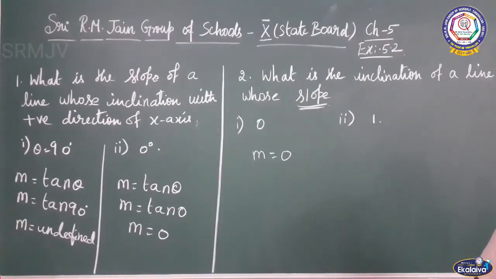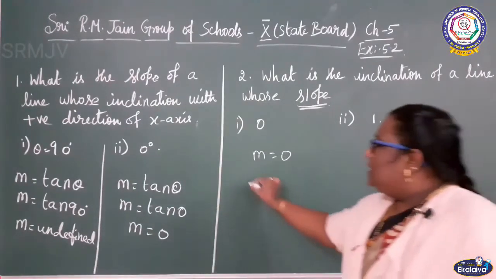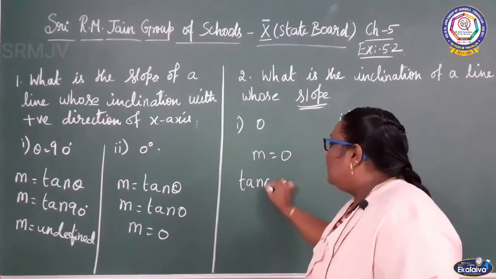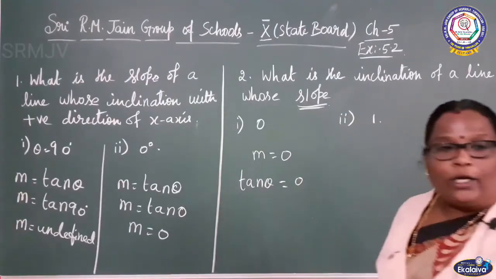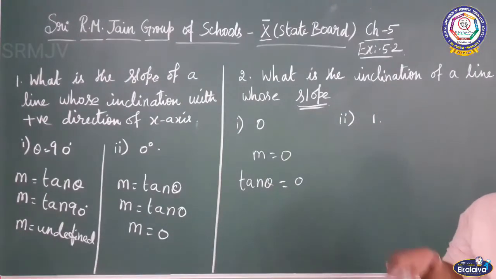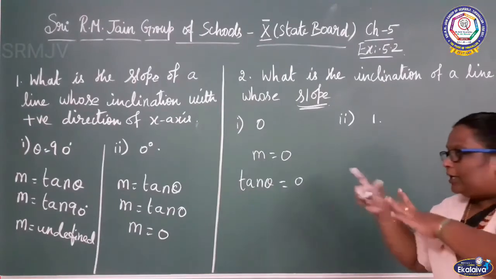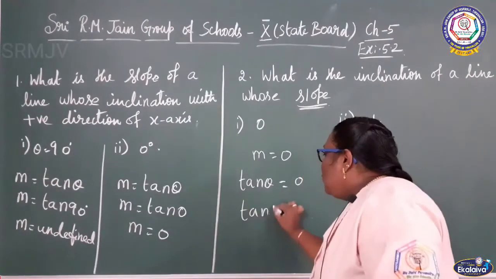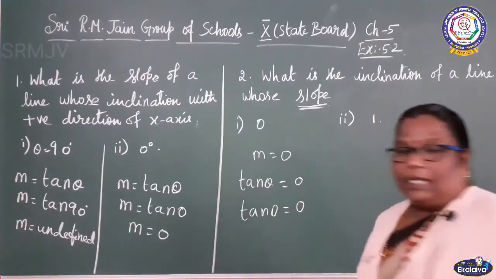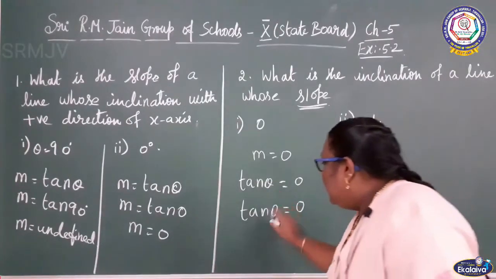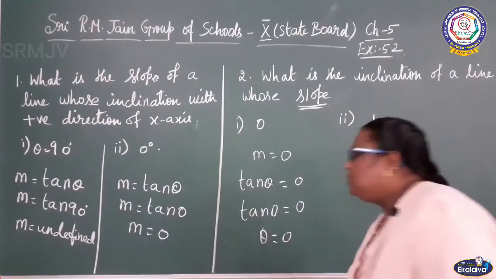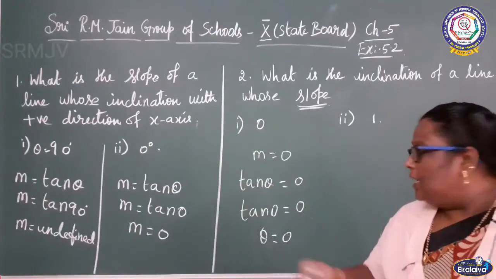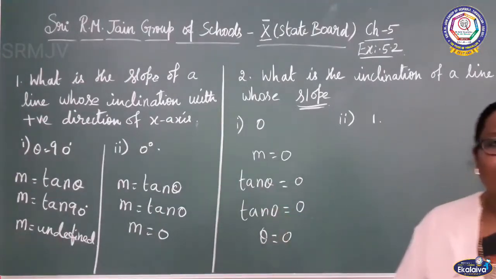You should find out the theta value. M is nothing but tan theta. Tan theta equals 0. In the trigonometric tabular column, when you are getting the value 0, tan 0 equals 0, because the theta value equals 0. You can compare these two values. Theta value equals 0.